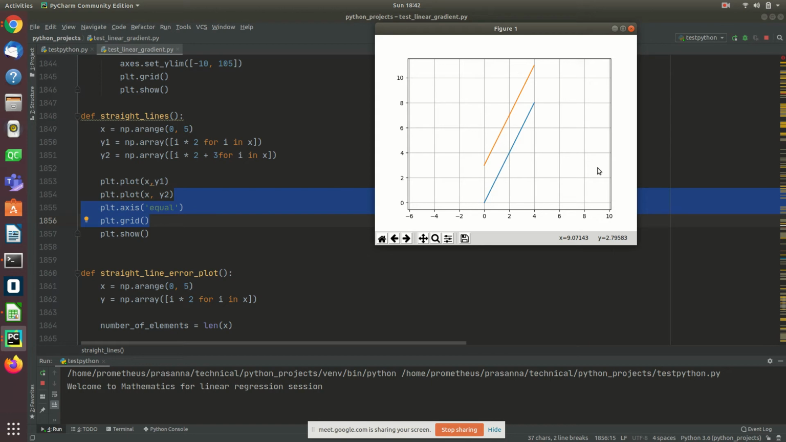I ask the next question. Is it possible to draw a line when I have only a point? I just give you a point, and can you tell me what the straight line there is?